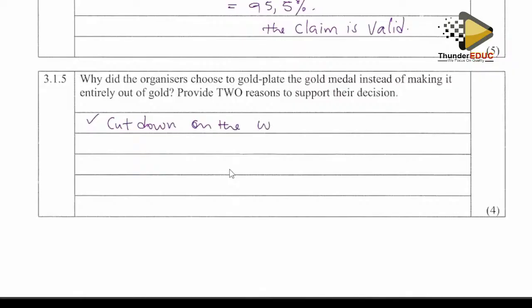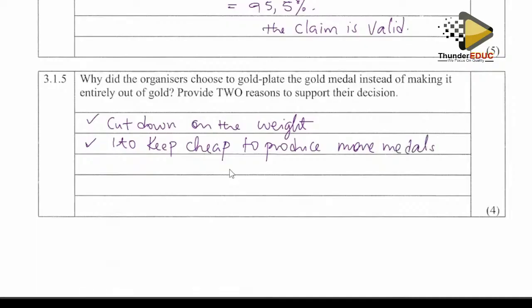On the weight, because gold is heavier. Then number 2, to keep it cheap. To keep it cheap, to produce more what? More medals. To keep it cheap, to produce more medals. Because it has to be cheaper, right?